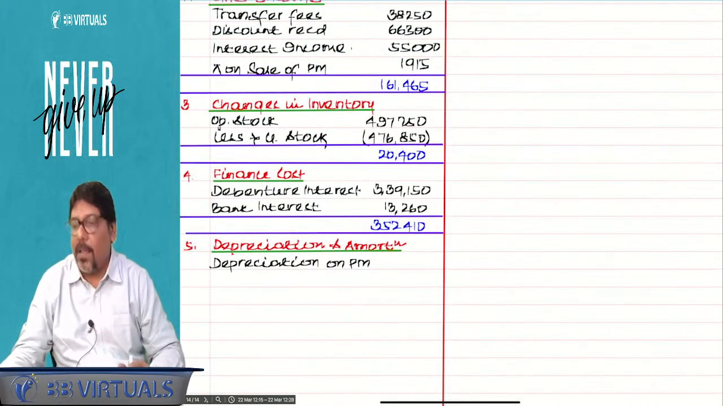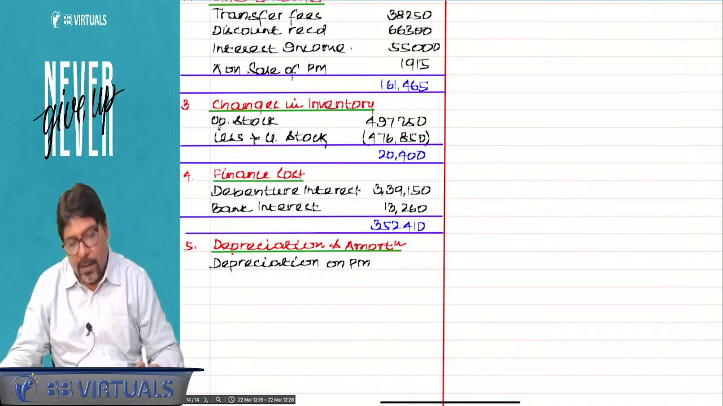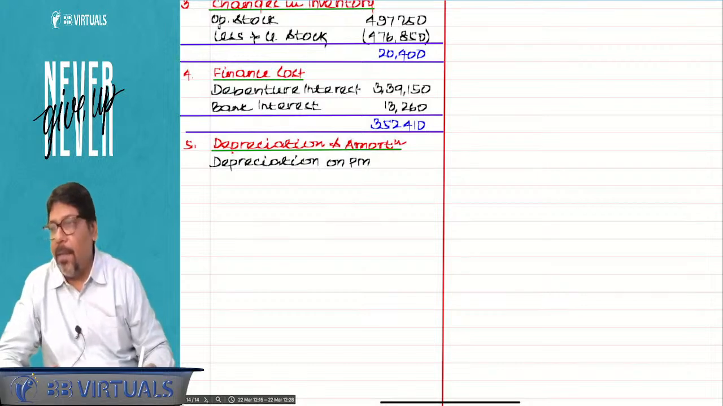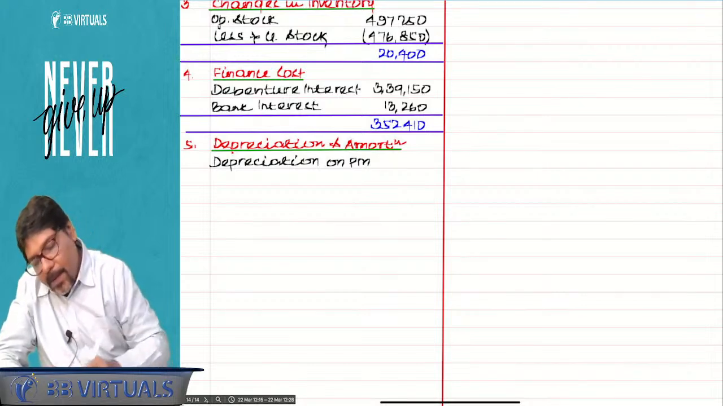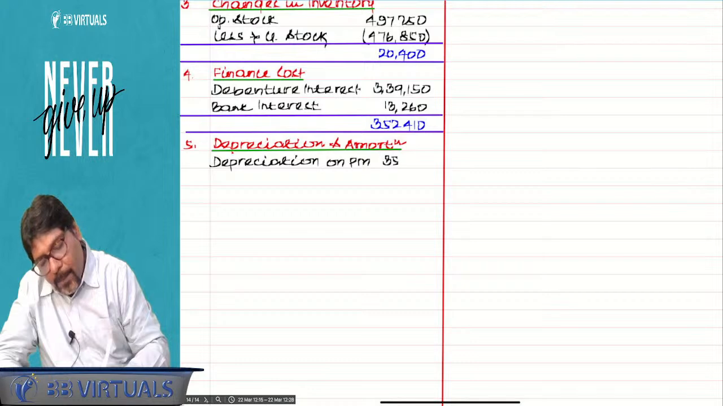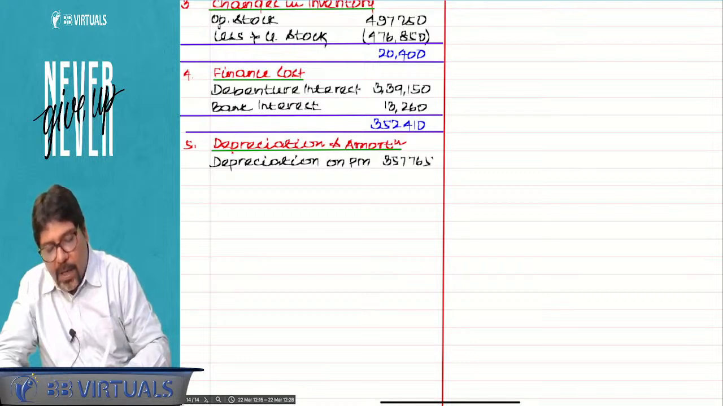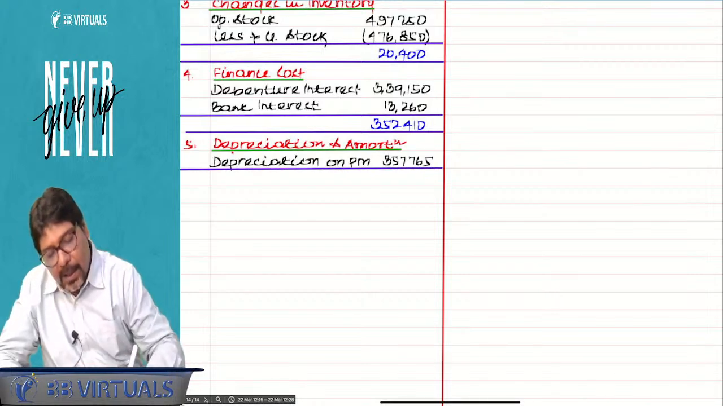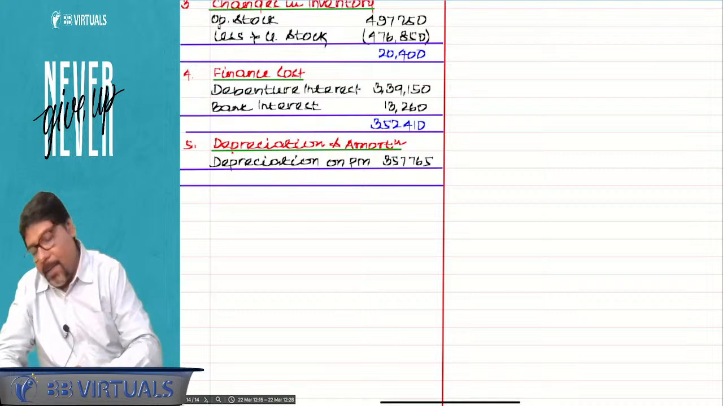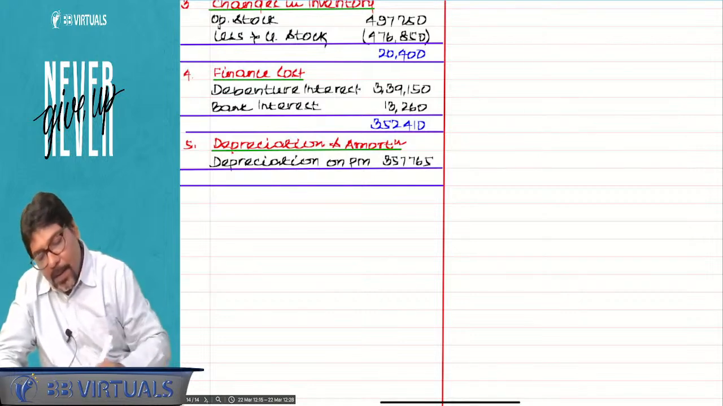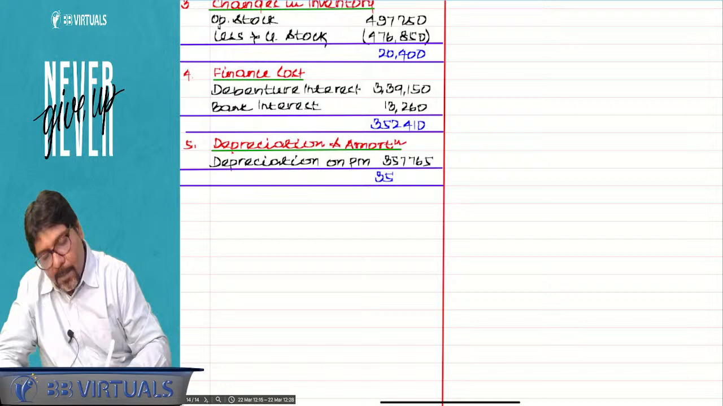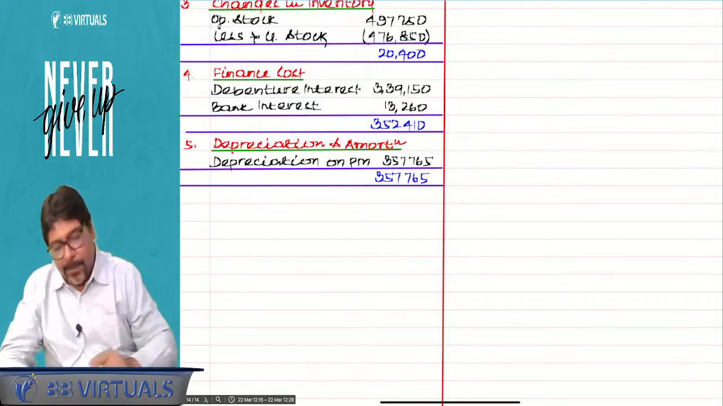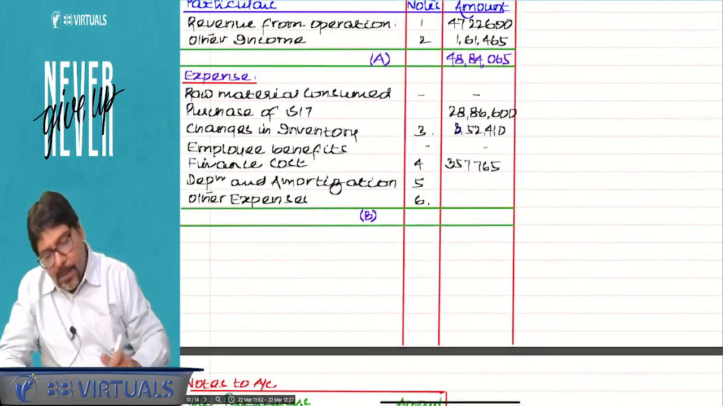Other income is correct or incorrect? This is correct, sir. Depreciation on plant and machinery 357,765. This total I can do it myself. I don't require your help. 357,765. Correct, correct, correct. 350.